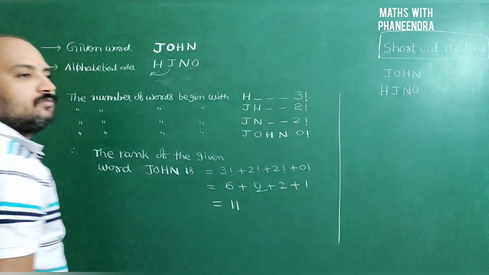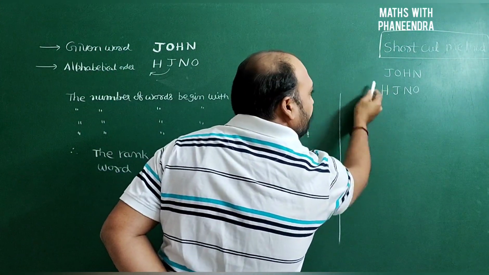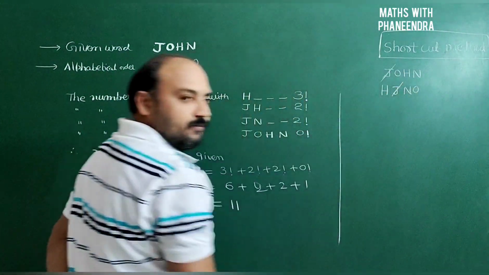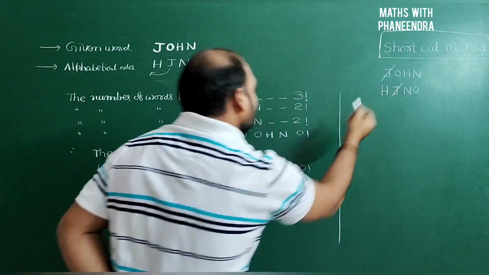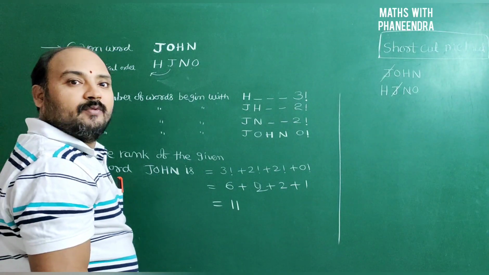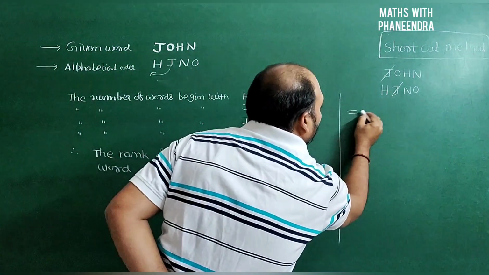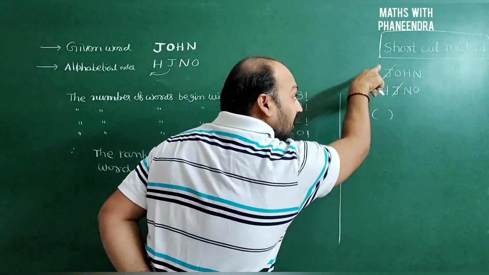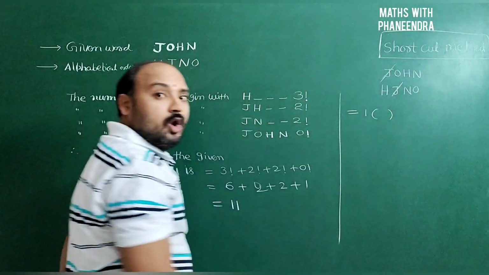H, J, N, O. After that, here the first letter is J. J gets cancelled. Before J in the alphabetical order, how many letters are there? 1 is there. So 1 into, in the given word, after cancelling J, how many are there?